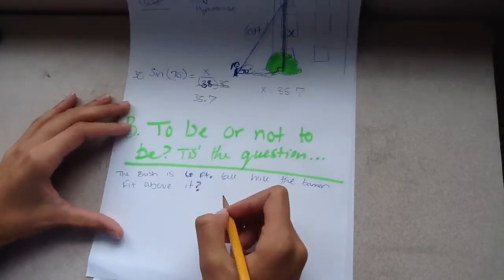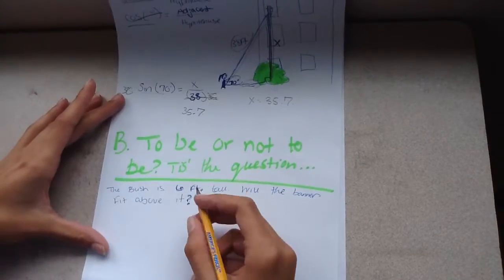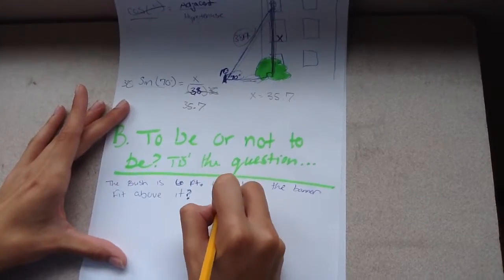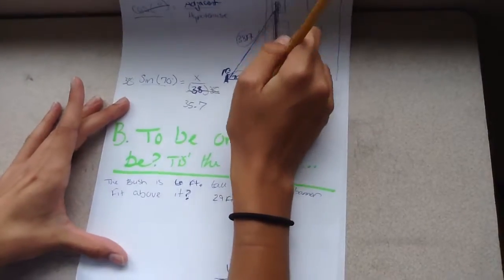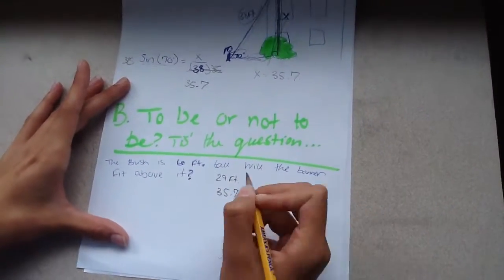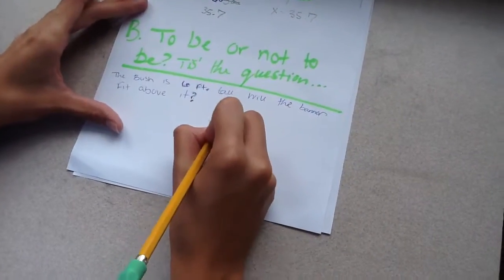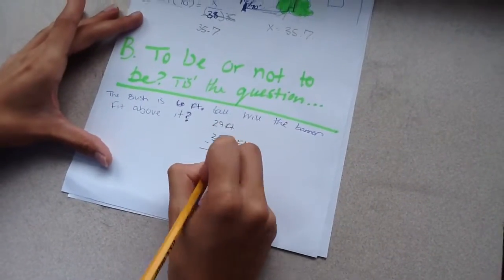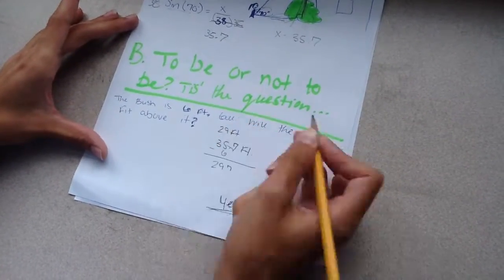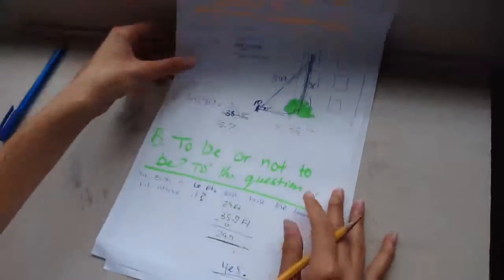So we know that the bush is 6 feet tall, and we have to find if the banner will even fit above it. We know from the storyline that the banner is 29 feet tall, and we know that this whole wall is 35.7 feet. So all you really have to do is 35.7 minus 6, which will get you 29.7. If you round off, it's still going to fit no matter what, because it ends up being 29.